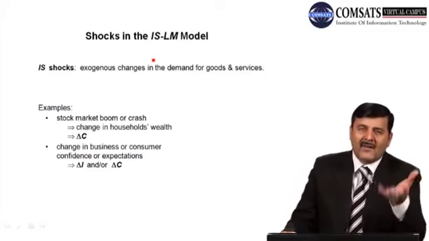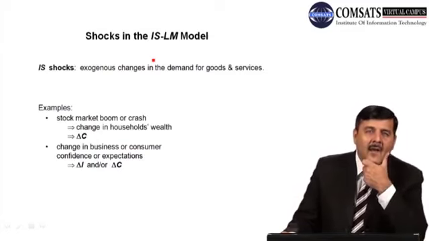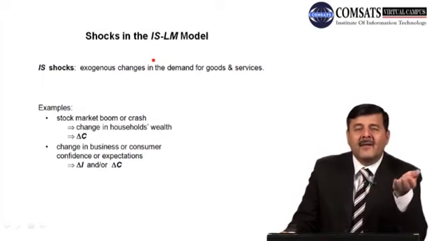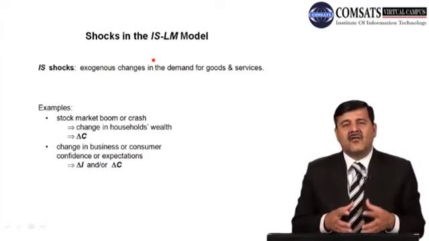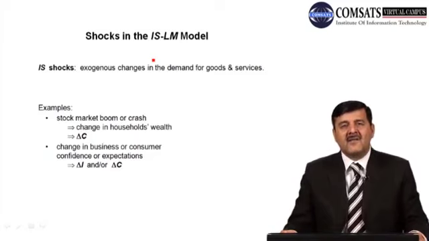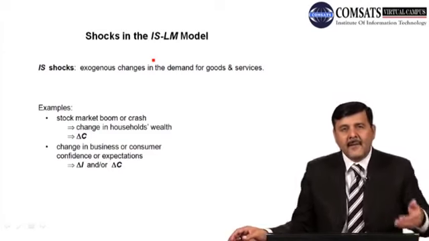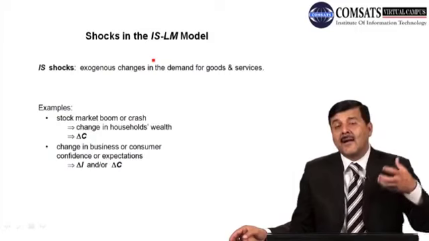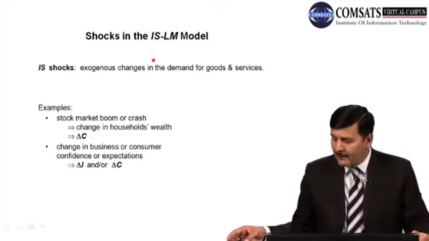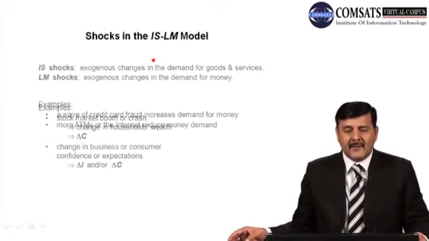Whenever the stock market has good or bad conditions, that affects the wealth of the household, and their consumption is also affected. Similarly, another example could be a change in business conditions or expectations of the household, which will change investment, and that change will bring a change in consumption. That kind of shock is known as an IS shock, a shock in the goods market, which is due to exogenous changes in the demand for goods and services.